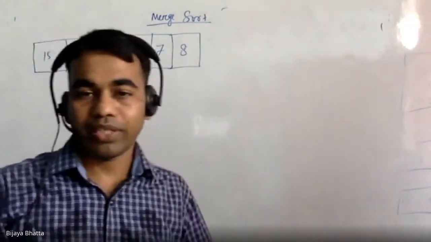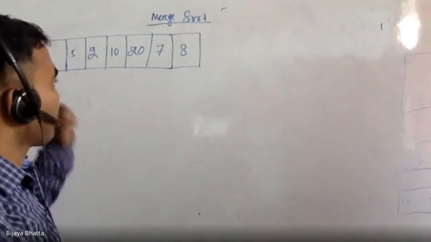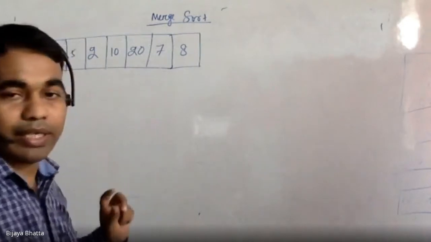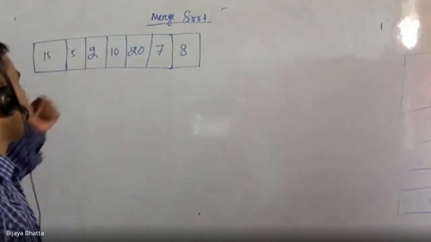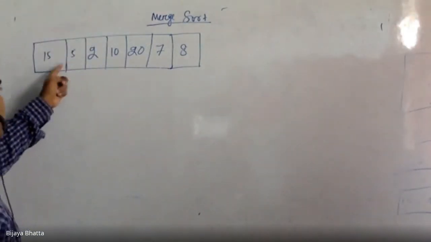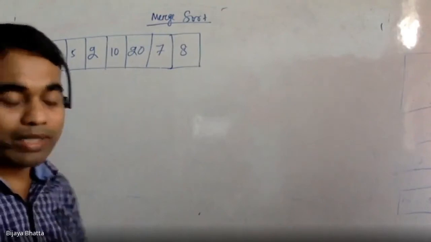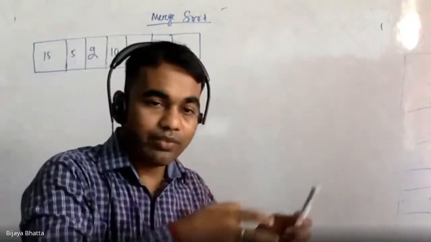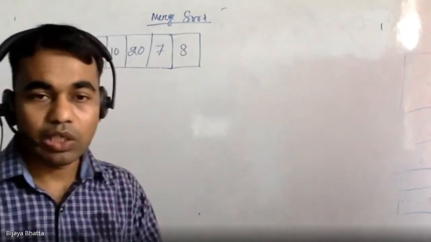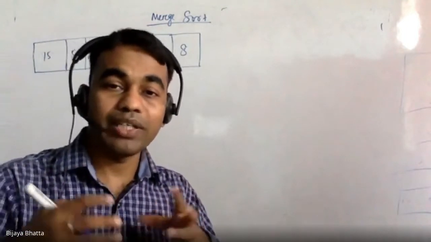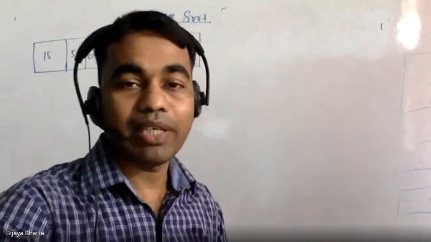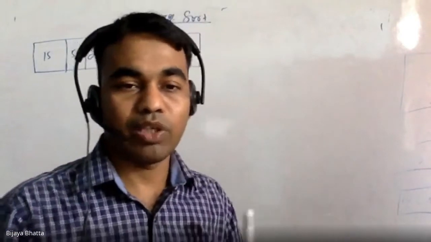What is my objective? My objective is to apply merge sort so that I should get a sorted form of this particular array, right? So this is not obviously in sorted form. So what does the concept say? I already gave you a brief introduction. The concept says: recursively keep on dividing.